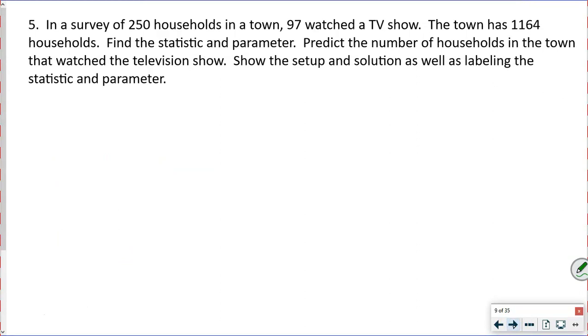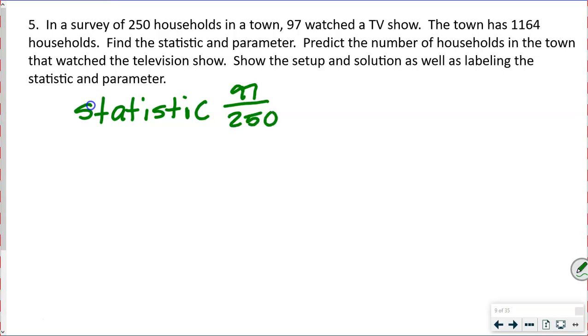Here's number 5. In a survey of 250 households in a town, 97 watched the TV show. The town has 1,164 households. Find the statistic and parameter. Predict the number of households in the town that watched the television show. Show the setup and solution as well as labeling the statistic and parameter. So here's our statistic again. Remember again, it's going to be a ratio of the number of people that watched the show over the number of people that were surveyed, okay? And then our parameter, remember our parameter is our population, and it is 1,164.